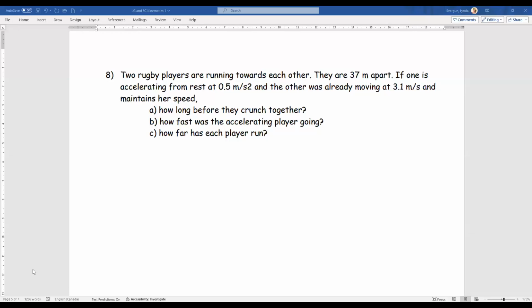Okay, Mohammed, do you see it? Yes. Okay, so whenever you have any physics question, try to imagine or make a little sketch.